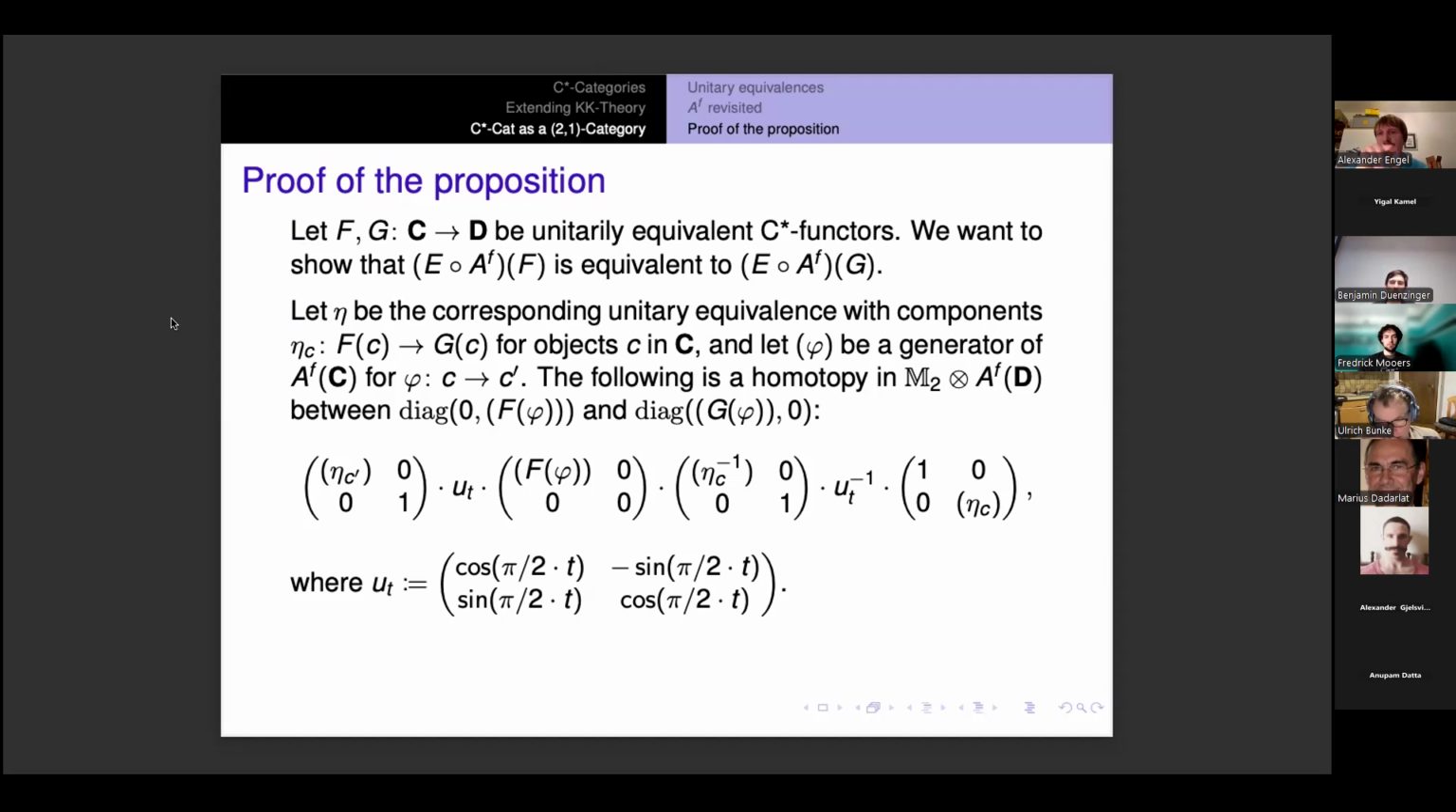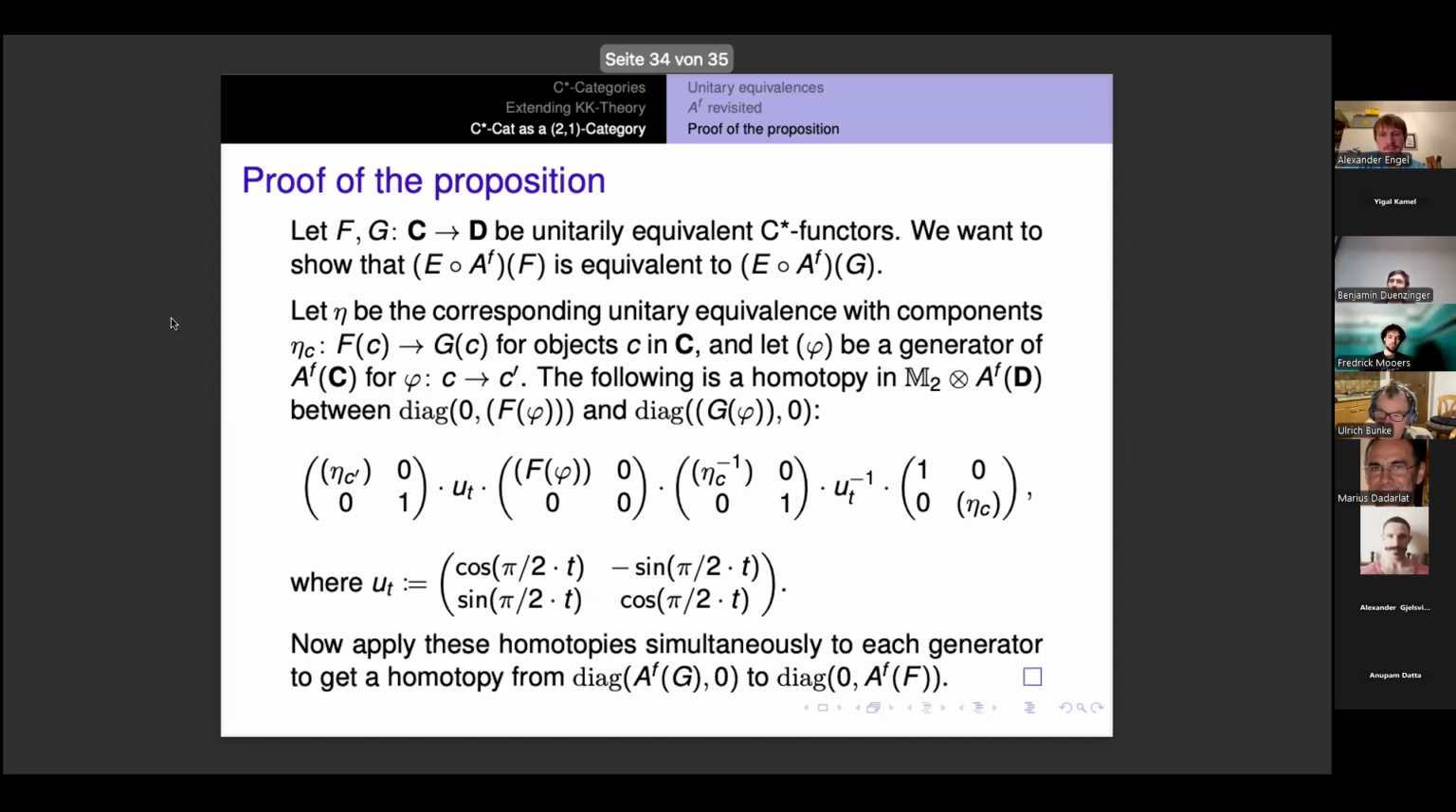Now, F and G are in different corners of the 2 by 2 matrices, but then you can just afterwards do again a rotation to put it into the other corner, and then you use matrix stability in order to basically say, well, 2 by 2 matrices doesn't matter, it's fine. And you're basically done. So you know that they are homotopic to each other, so that just proves the proposition.